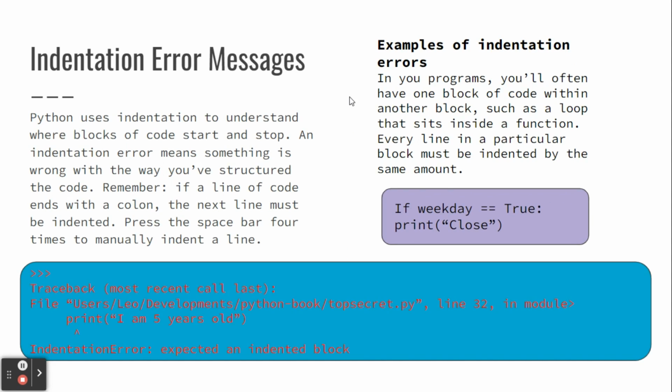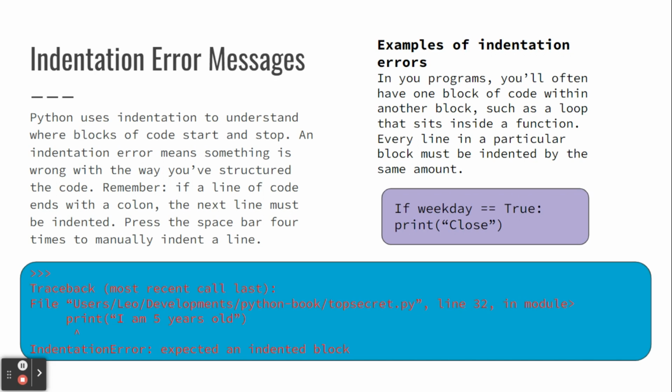After that, we have indentation errors. Python uses indentation to understand where blocks of code start and stop. An indentation error means something is wrong with the way we structure our code. We should always remember that if a line ends with a colon, the next line must be indented. Python usually does this automatically for us, but we should always double check and make sure our code is properly indented. To manually indent a line, we press the spacebar 4 times.